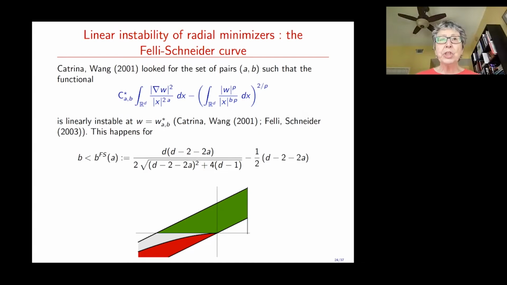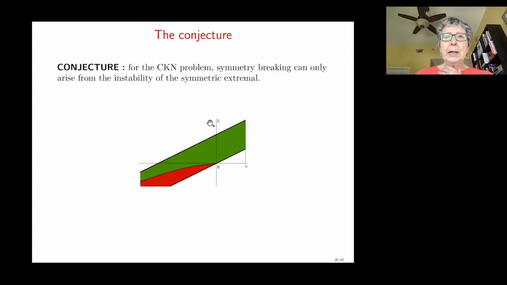And there was a conjecture that we could have this drawing with the green like that. What this conjecture says is that the only possible source of symmetry breaking is the instability of the radial minimizer. So whenever the radial minimizer is a local minimum, it will be a global minimum. Our group, and other groups, were working on that for a number of years. And finally, we solved the conjecture.